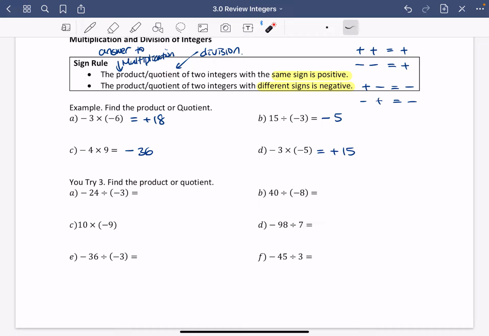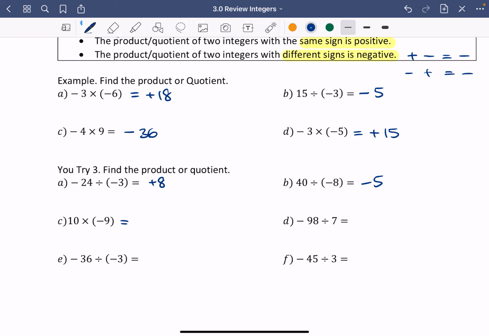Okay, so the answer for the first one is +8. And for B will be -5. And for C, the answer is -90. D, the answer will be -14. E, +12. And F, -15.